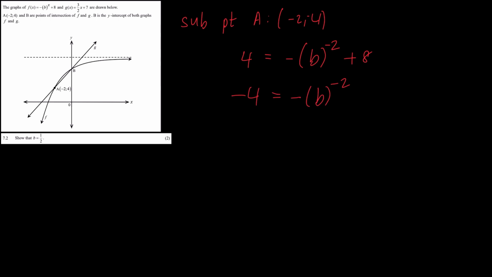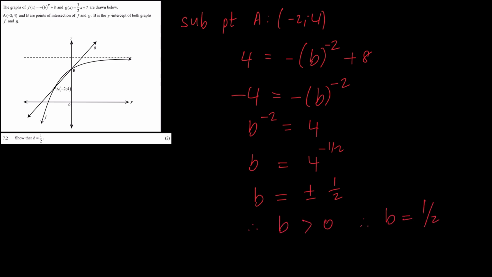Take the 8 over. Minus 4 is equal to minus, and in brackets b to the power minus 2. Let's switch them around. b to the power minus 2 is equal to 4. Let's take that power minus 2 across. Therefore, b is going to equal 4 to the power minus a half. We can solve. We get b is equal to plus or minus half. But since we only take positive values for b, we're going to say b is greater than 0. Therefore, b is equal to a half.